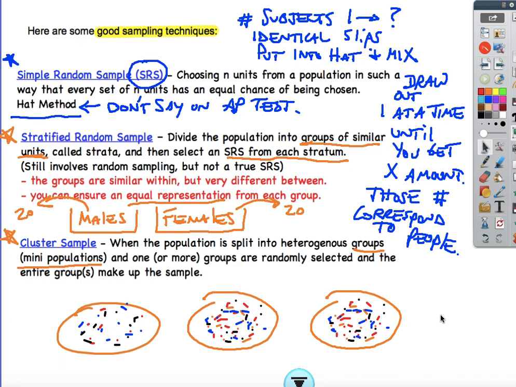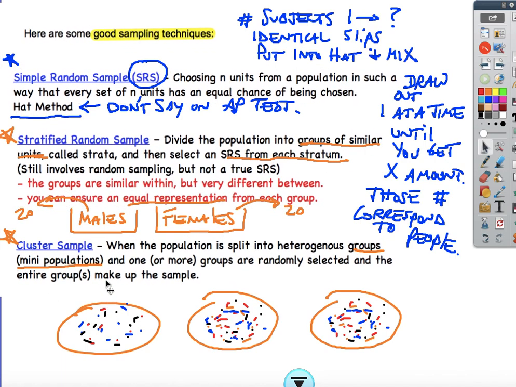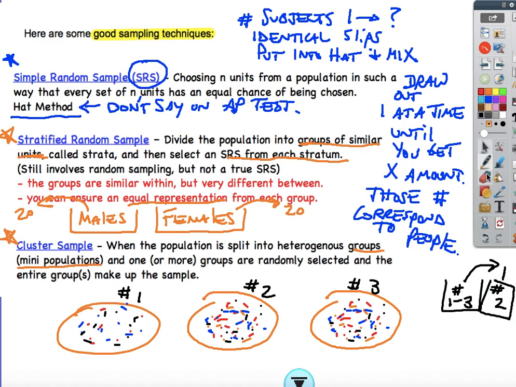So now we've got 3 clusters, mini populations. I would number those clusters, like maybe this is cluster number 1, cluster number 2, cluster number 3. I would put those numbers in a hat, and maybe I would only draw out one number. And then let's say that the number I draw out is number 2. Oh, that picture is kind of misleading now. It looks like 2 groups.